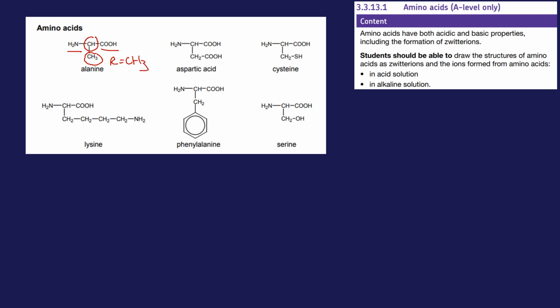Now the R group, as you can see looking at the other 5, can contain all sorts of other side chains. In lysine, for example, the side chain contains another amine group, so there's actually 2 amine groups in this amino acid. And if we look at aspartic acid, the side chain contains a carboxylic acid group, which means that aspartic acid has 2 carboxylic acid groups.